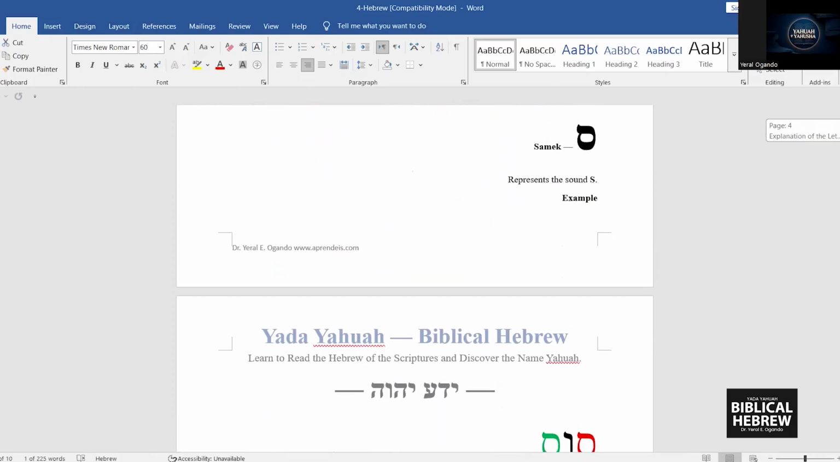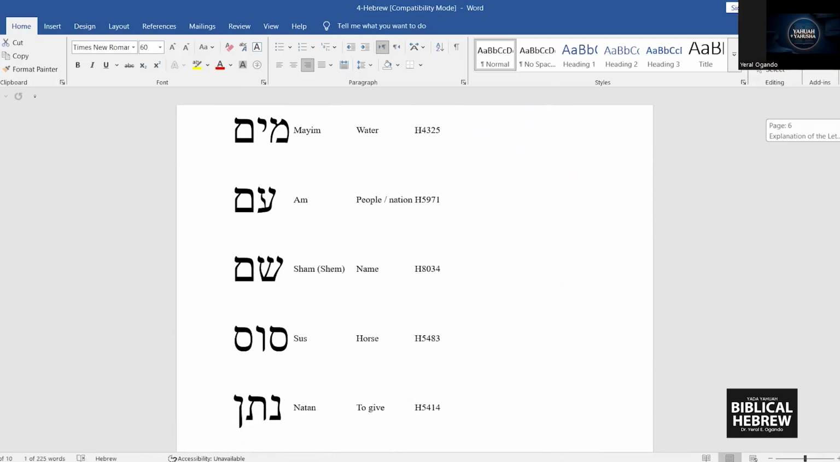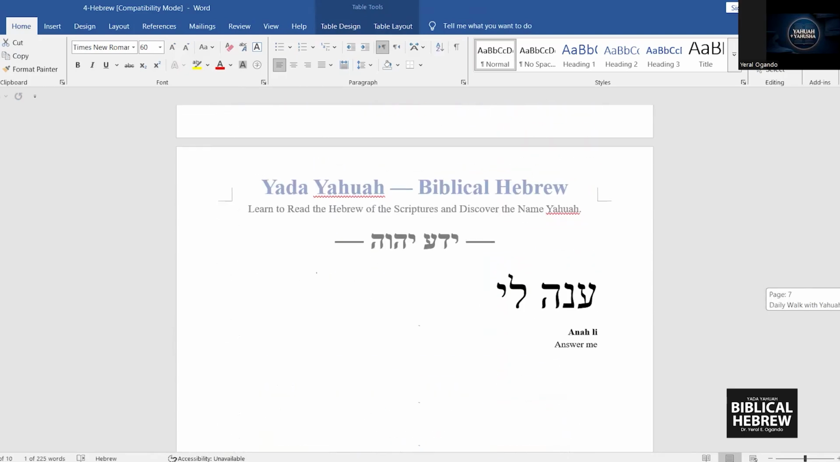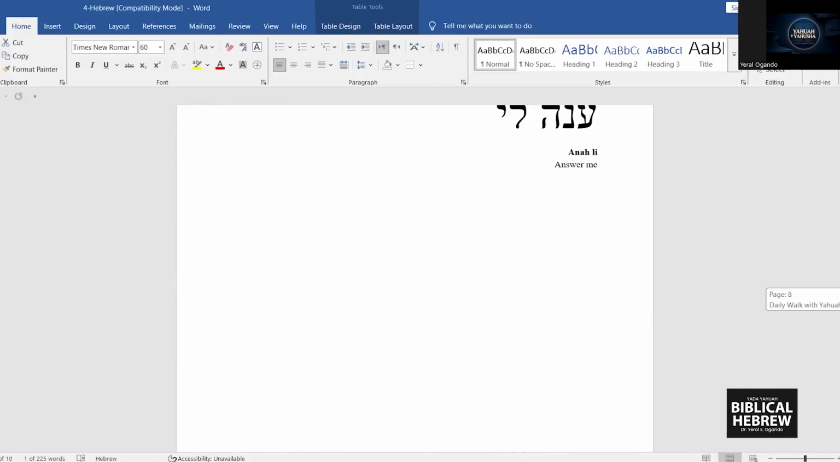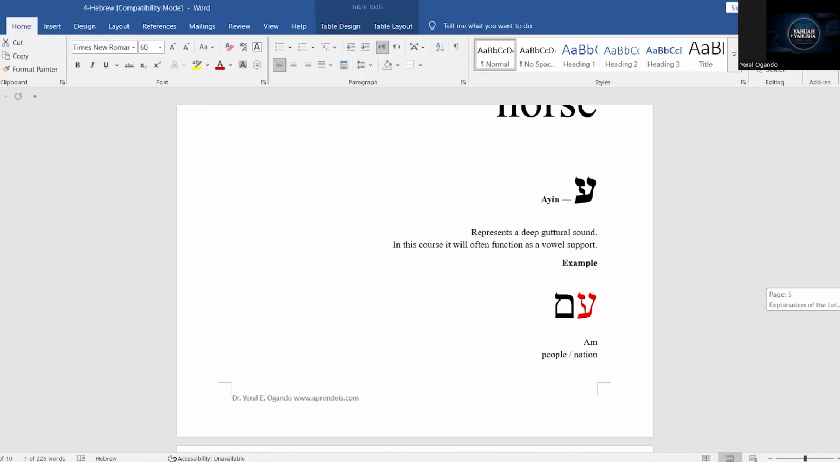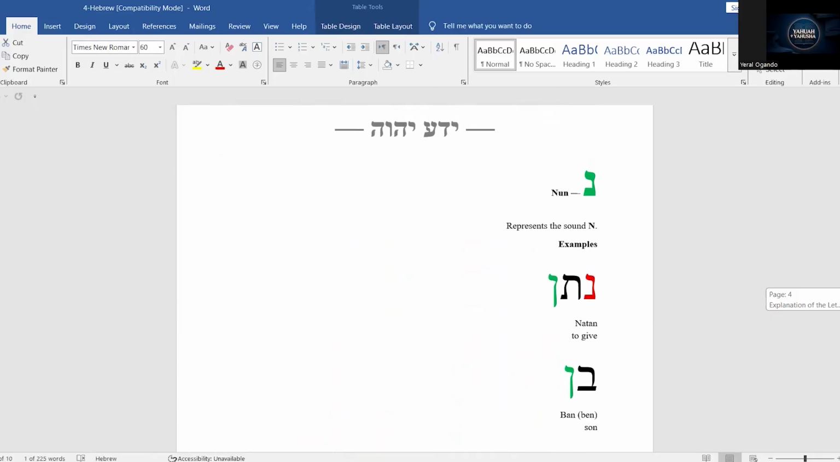One of the examples we got over here with Wow. Check this out. If you check, they look a little bit similar, but they are not. So what I need you to do is be a little bit careful so you don't confuse it when you are starting, okay? So going back to where we were, we have Nun, we have Natan, which is Nun and Nun Sofit, okay? Natan is to give.